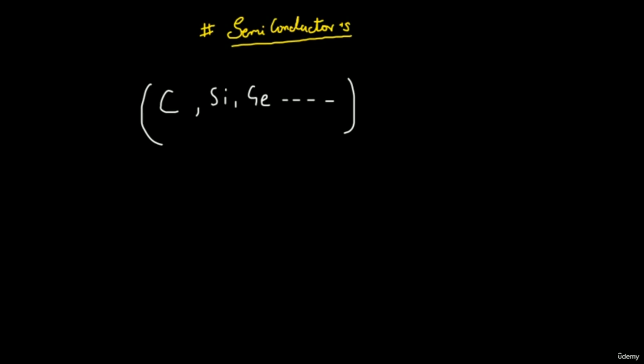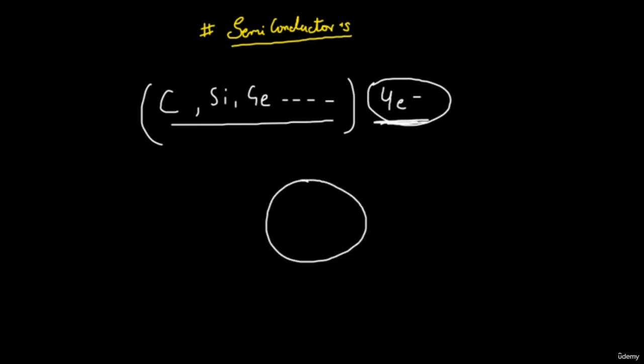This is the same group, as you can see, and in the last shell there are four electrons present. So this is the keyword here: four electrons. When there are four electrons in the last shell, it is in a semi-stable state. It cannot donate electrons or take electrons, so it only forms sharing or bonding using the orbit. So this is known as a semiconductor.